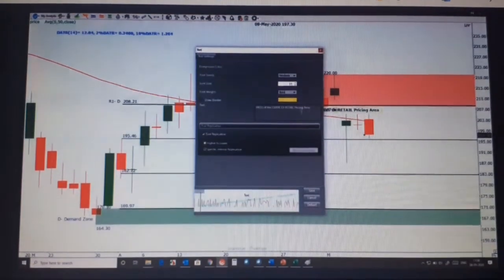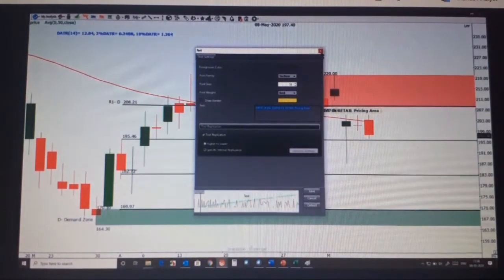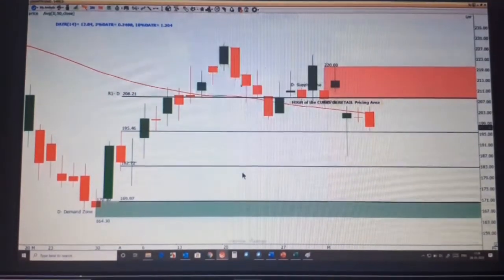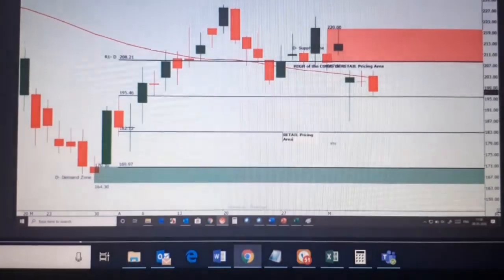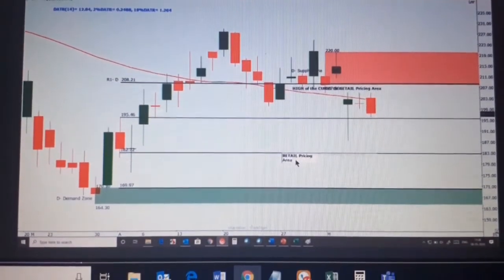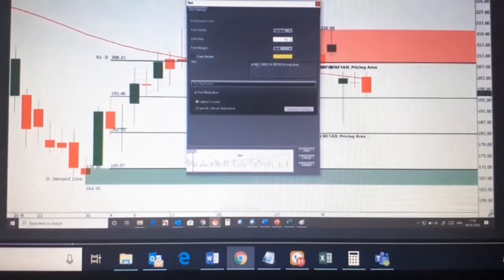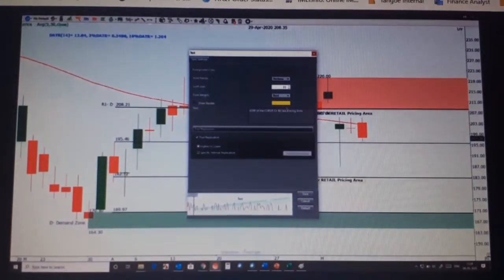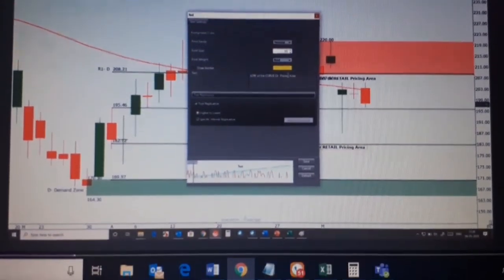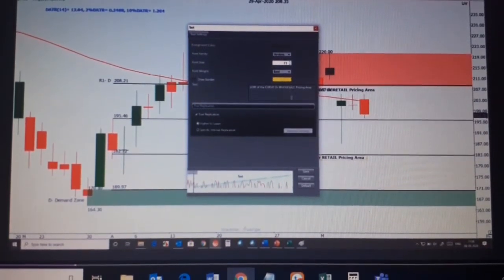Just copy this. Go here, right. This is low of the curve, low of the curve or wholesale pricing area.